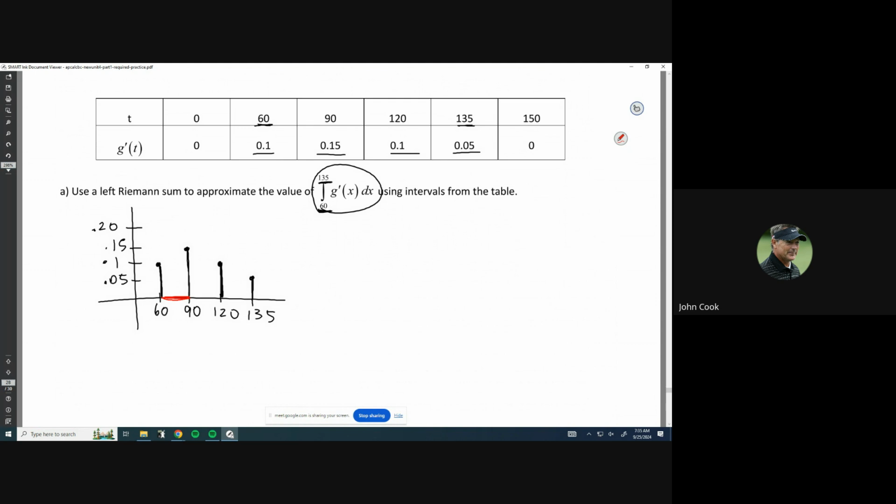So for this first interval here, from 60 to 90, we're going to make this rectangle with a base between 60 and 90. And then the height is going to be based on the left endpoint. So it's going to go up to that coordinate right there. That's going to be our very first area that we're going to find, this one. Okay, so area number 1.